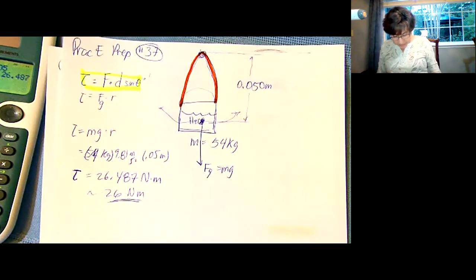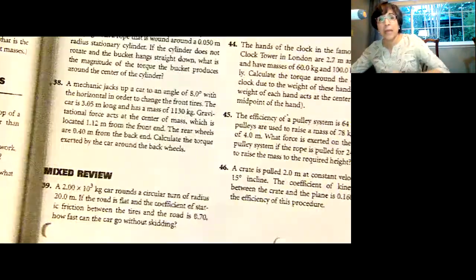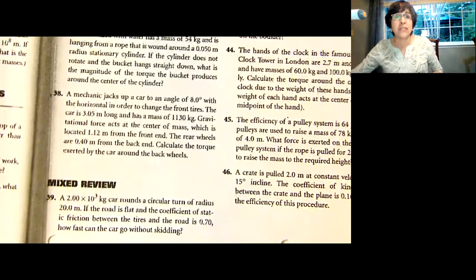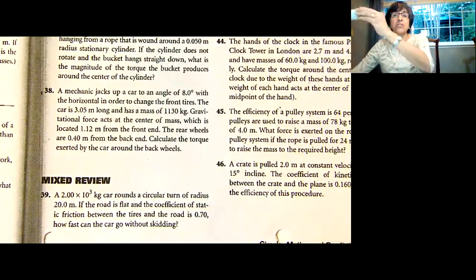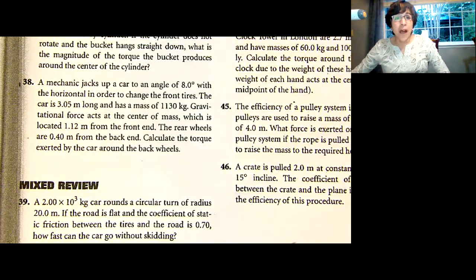All right, let's look at the next one, number 38. I'll zoom it in here. 38. A mechanic jacks up a car to an angle of 8 degrees with the horizontal in order to change the front tires. You might do that. The car is 3.05 meters long and has a mass of 1130 kilograms.